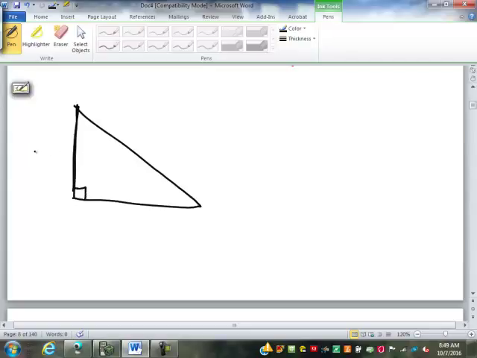Let's see here. Let's go 10 inches here, 26 inches here. Find the area of that triangle.